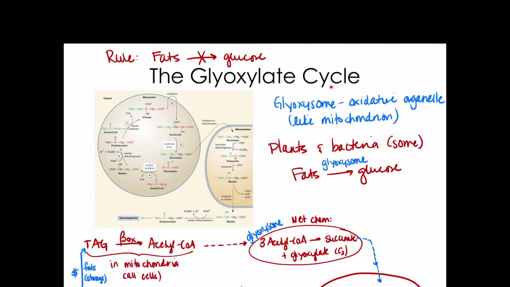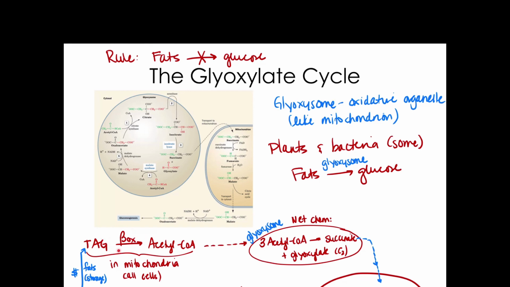However, if you are an organism that has a glyoxysome, which is an oxidative organelle that has some chemistries like the mitochondrion, then you are able to do what's called the glyoxylate cycle, and the net is the conversion of fats into glucose. So the net chemistry that happens in the glyoxysome is the conversion of fats to glucose. It happens in plants and in some bacteria. So I'm going to walk through the net of what I need you to know for this pathway. There's a diagram here that shows all the different steps. Again, we're not taking a deep dive into that, so I'm going to show you the parts that you need to know. All right, so we know triglycerides are fats, store fats.